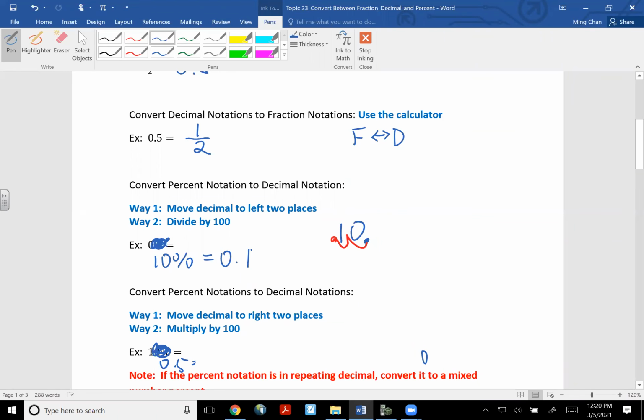If you start out with percent and want to convert into decimal, you either move the decimal to the left two places, or in the calculator, you simply divide by 100. I will need you to know both ways. All right, convert percent notation into decimal notation. We talked about percent notation before.